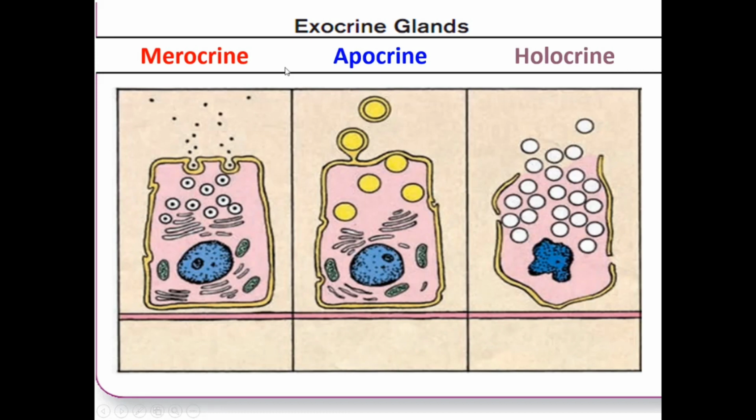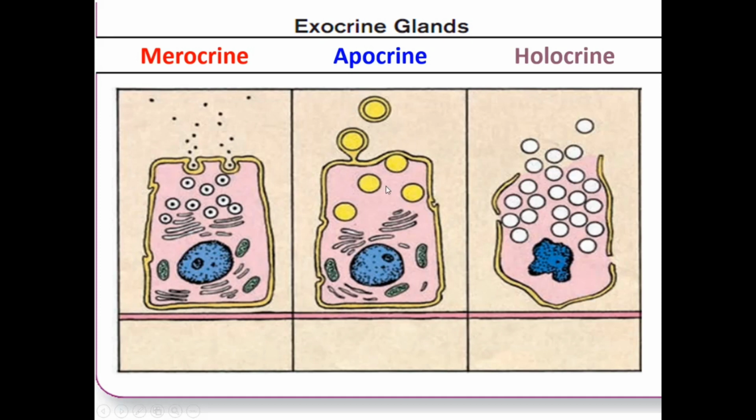Another classification of the glands is according to the mechanism of secretion. In some glands, the epithelial cells accumulate the secretions in the apical part of the cell, and when the cell is stimulated, these granules fuse with the cell membrane in the apical part and just release the material. We call this kind of secretion exocytosis, but here we call them merocrine.